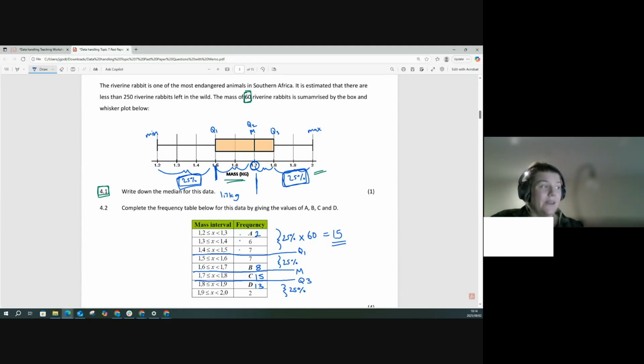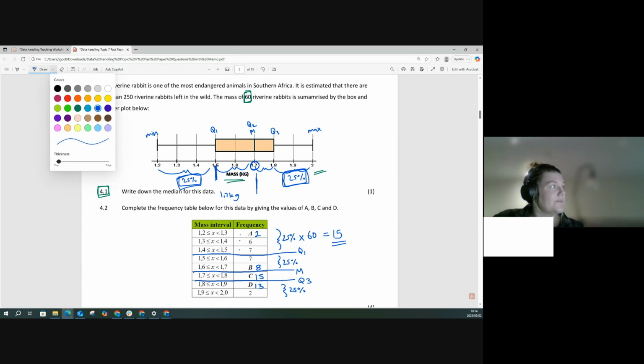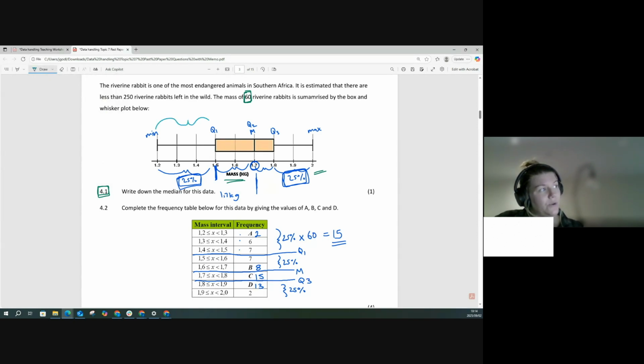Great question. Whenever I break it up into quarters, all of these quarters are each 25%, right? So that's 25, that's 25, that's 25, and that's 25. So we look at how many we have. We have 60 rabbits. So if I want to know what 25% of 60 rabbits is, that's 15 rabbits. So that means that in each of these quartiles, quarter 1, quarter 2, quarter 3, and quarter 4, I need to have 15 rabbits.